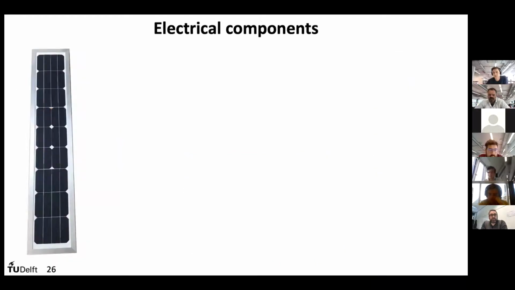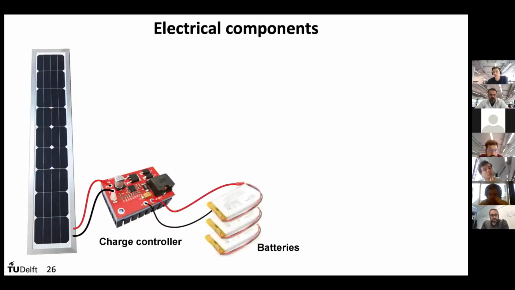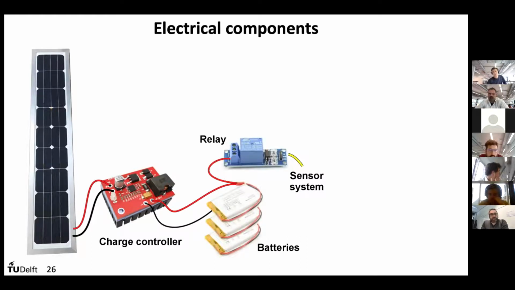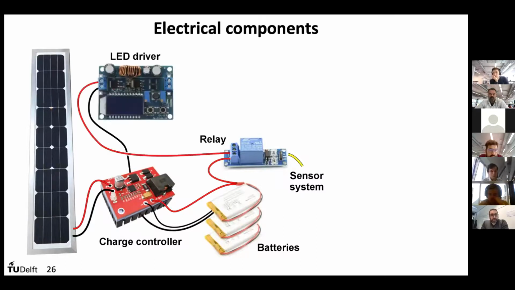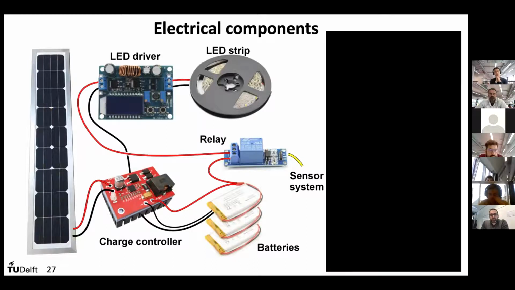Then we need the electrical components on top of it. We say that we have the energy generated by the module that is stored in batteries. So we need a charge controller connected to a set of batteries. Then we need a relay that is connected to the sensor and that can activate or deactivate the LED. A driver for the LED to turn them on and off properly, and obviously the LED strip for the illumination. About the sensor system, we have a small video where you can see how it works.